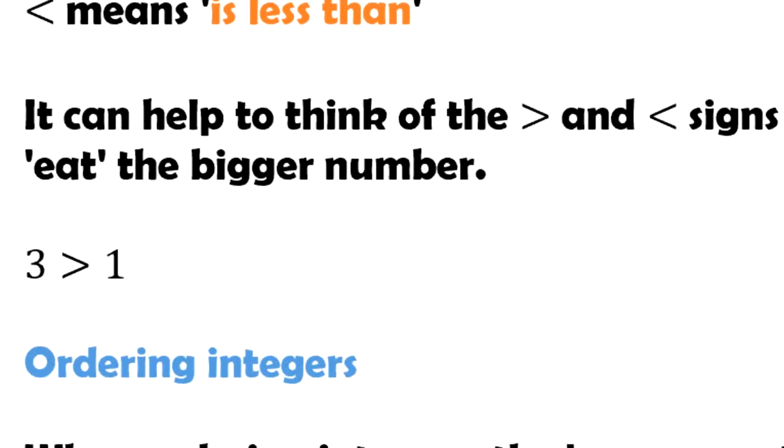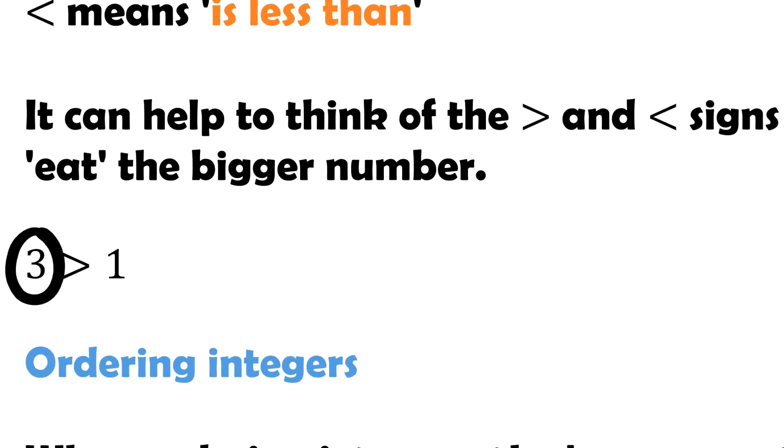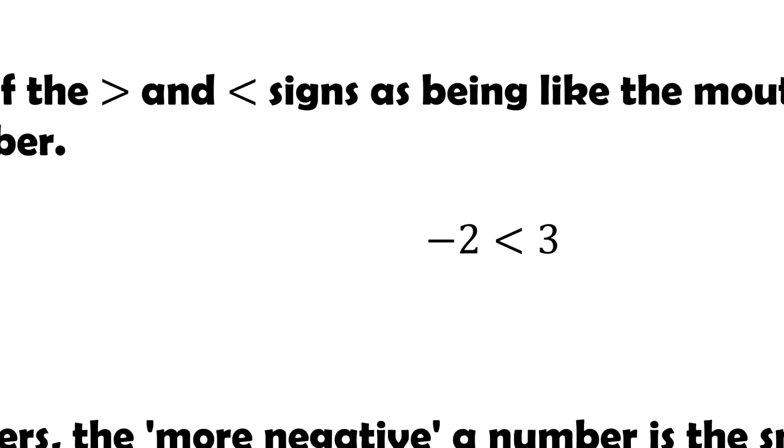Down here, if we have 3 and 1, notice the arrow has the mouth pointing towards the bigger number. So we're saying that 3 is greater than 1. It's eating the bigger number. And over here, we have -2, and the bigger number is on the right, so the mouth is facing that way. So -2 is less than 3.